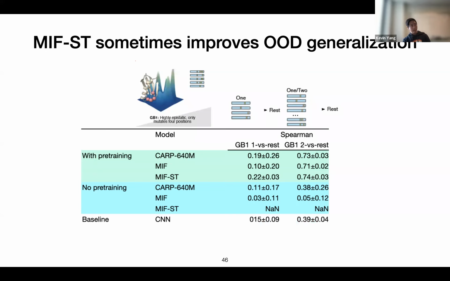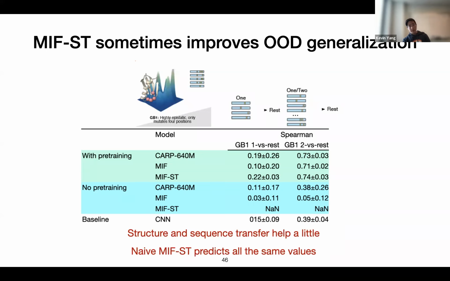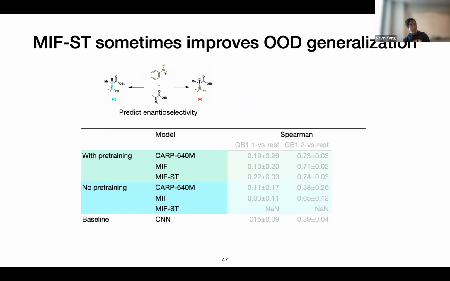And here's that small CNN baseline again. So structure and sequence transfer helps a little bit here. I said the naive MIF-ST predicts all the same values, which is why you get NaNs. We also came up with a new task, which is we have an enzyme where we want to predict enantioselectivity given the silicon containing substrate.